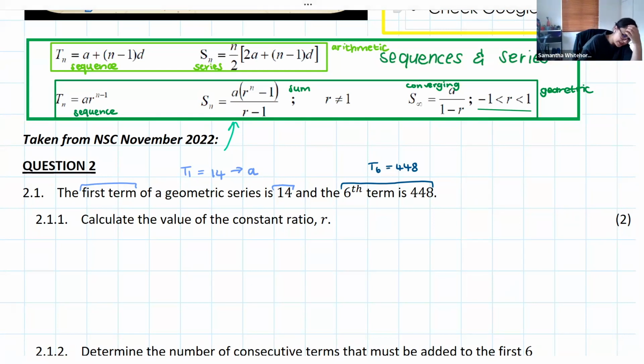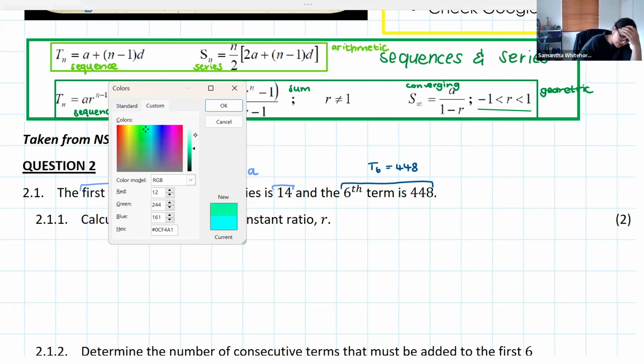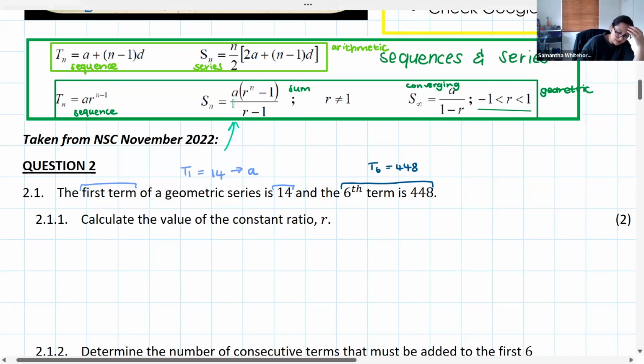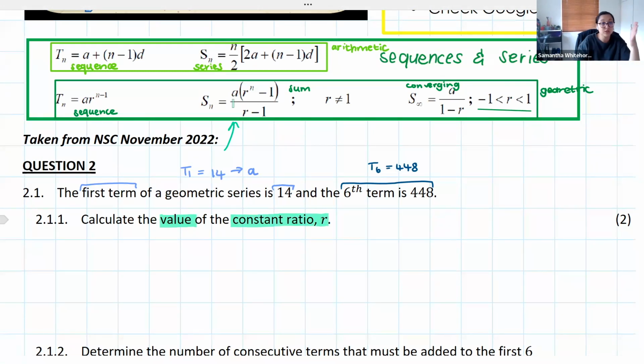So let's now actually get into the questions to see what we can use where, how certain things are useful, if certain things are useful, and how to go about it. So the first question says, calculate the value of your constant ratio R. Right, so we know it's a geometric series. We know there's going to be an R value.